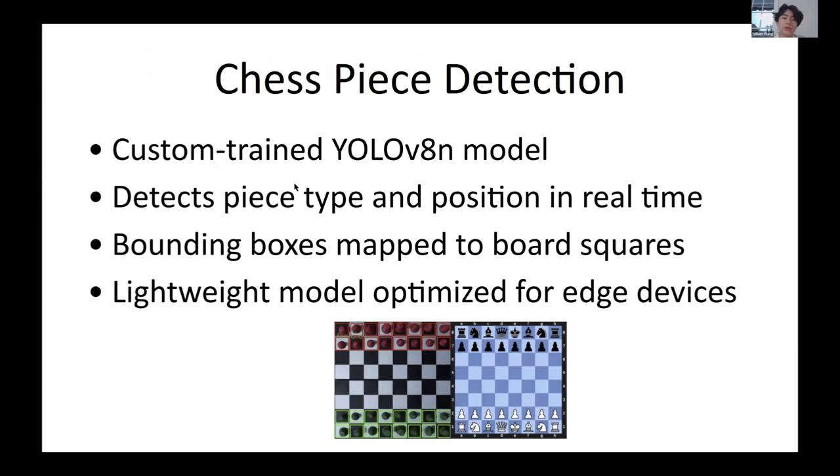The custom YOLOv8 model is what detects chess pieces, and it detects piece type and position in real time. The bounding boxes map to board squares, as shown below. As you can see, white and black pieces are separated through the squares, and the lightweight model is optimized for edge devices. As you can see, the board on the left is being filmed, and then the 2D version on the right is shown.